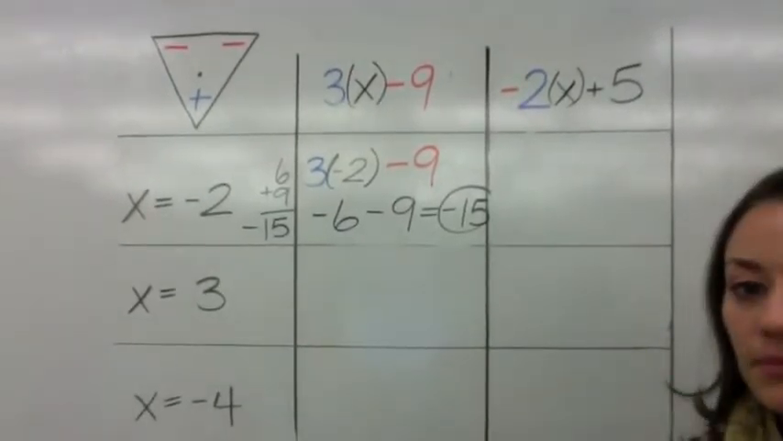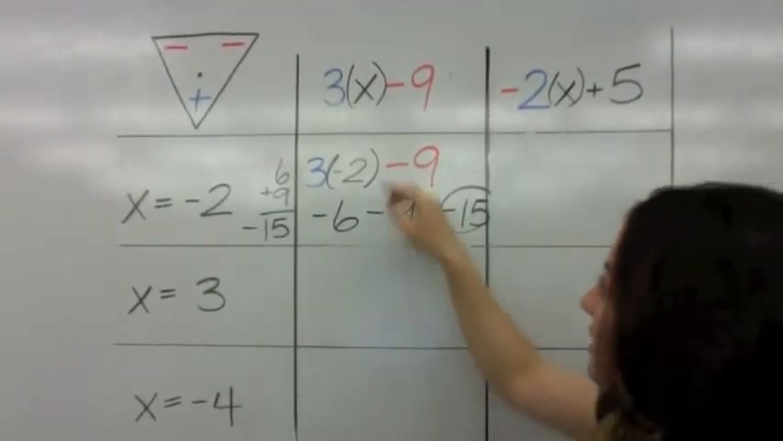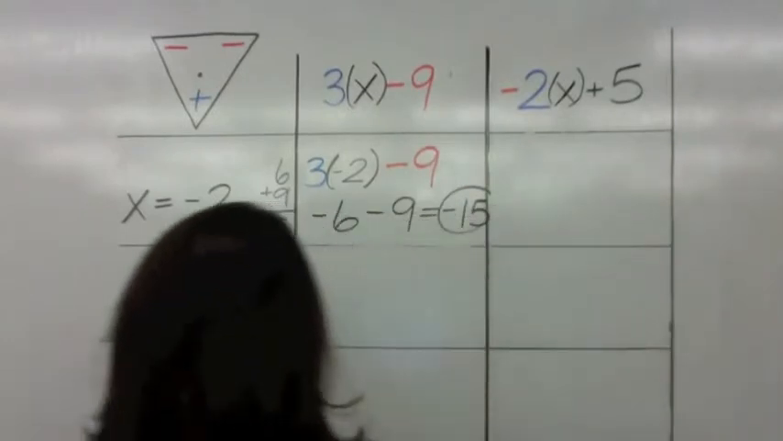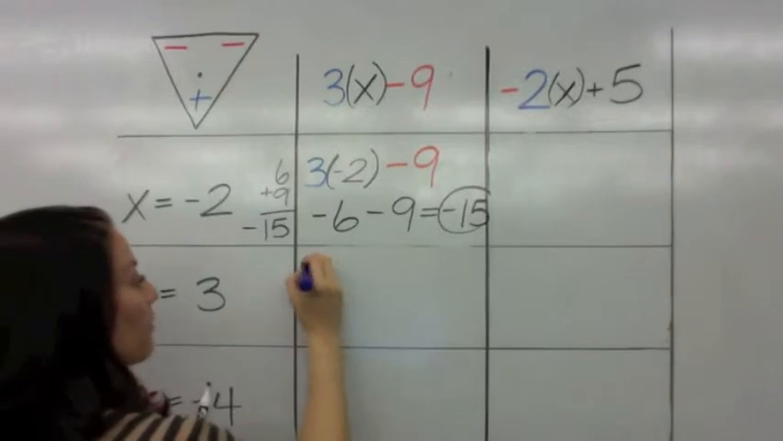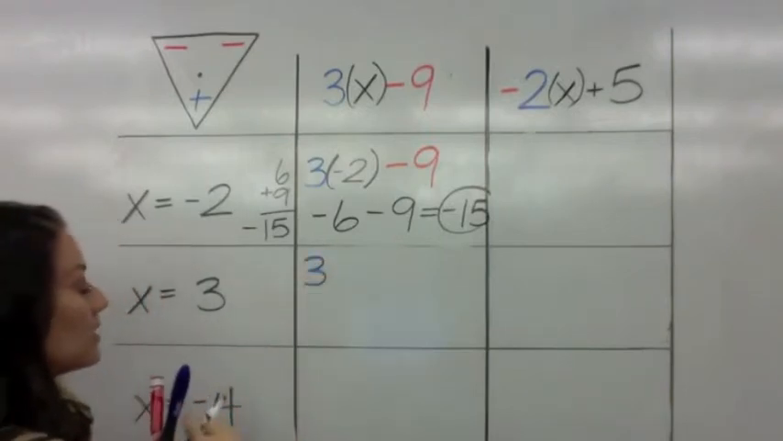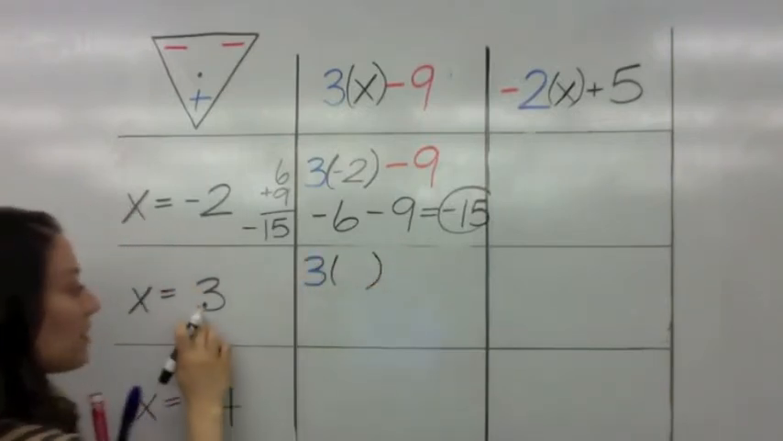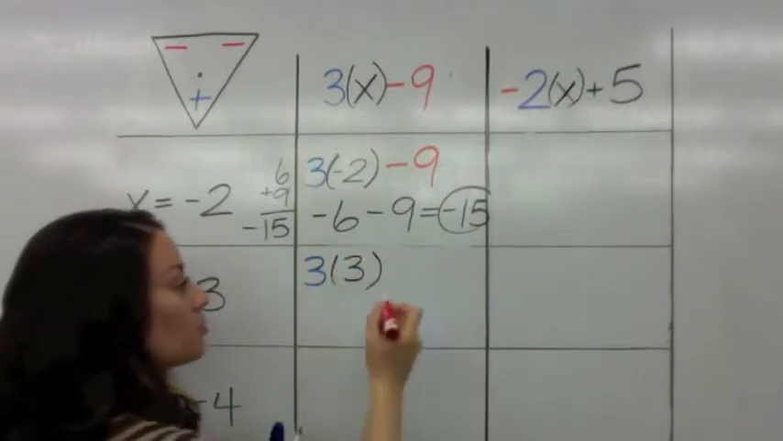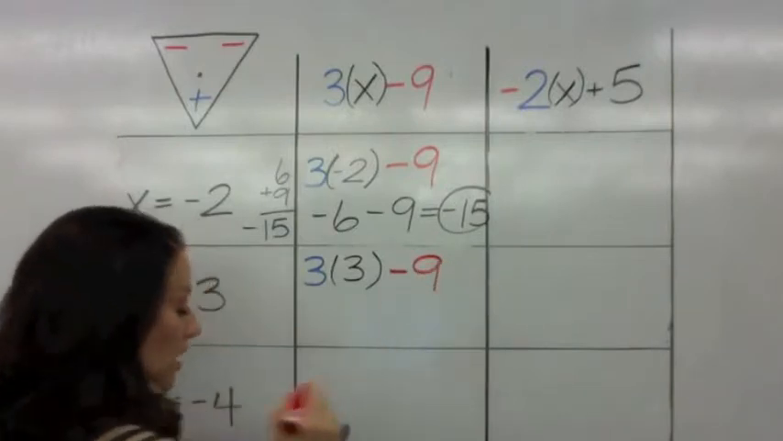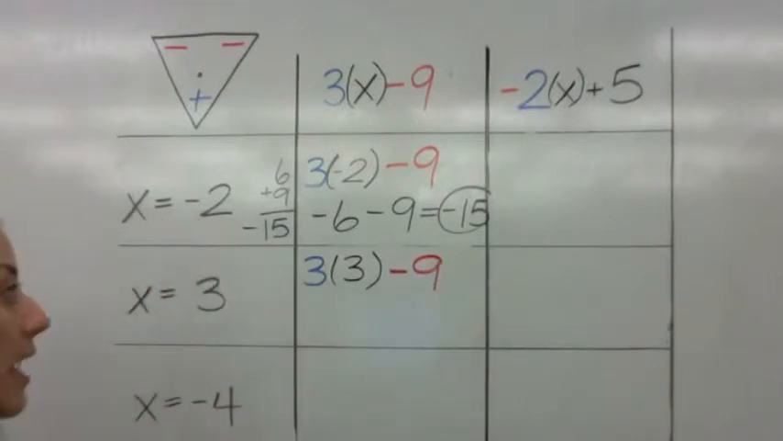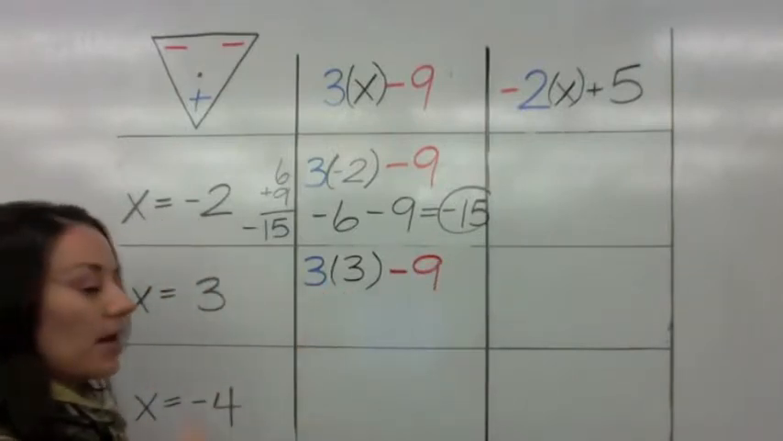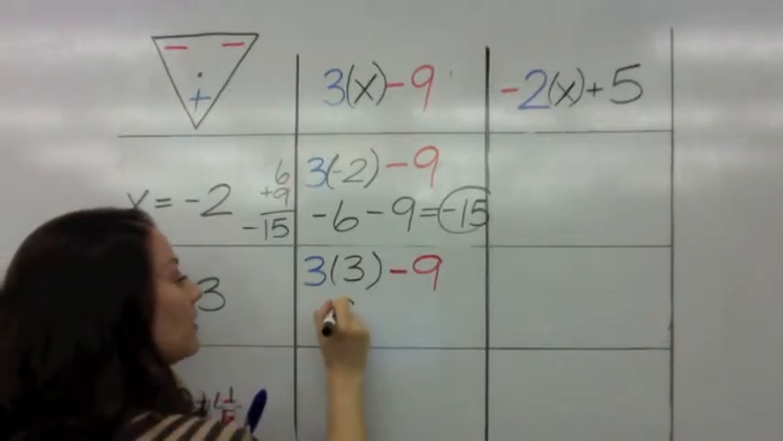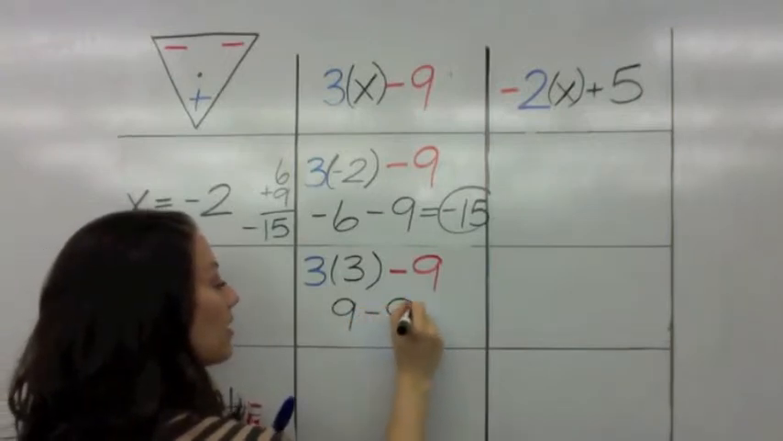Okay, next, we're going to go ahead and take the same expression and we are going to plug in 3. So we're going to say, all right, we have a 3 on the outside, and inside the parentheses, we are multiplying this by what? We're going to multiply it by 3, and then we're going to subtract 9. Okay? So we have 3 times 3. Positive times positive is going to give you a positive, right? So you have a 9, take away 9.